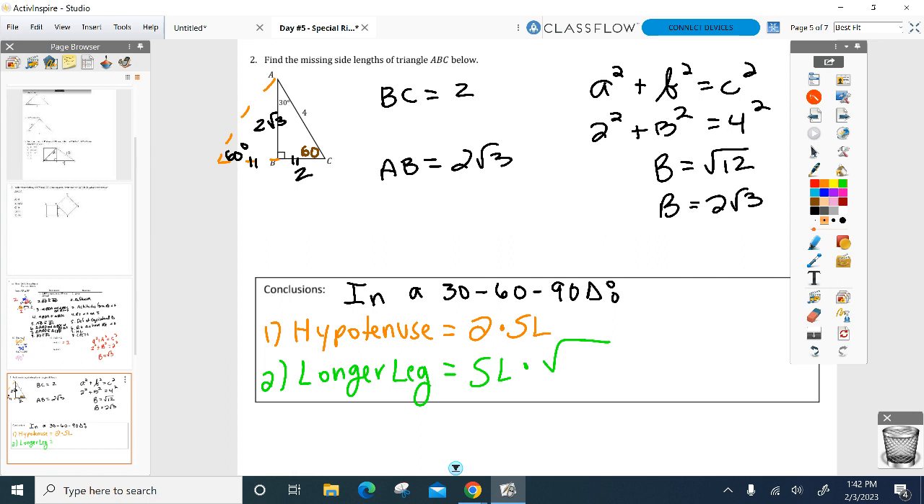What did we do yesterday? Radical 2. Separate them, please. Radical 2 was for the 45-45. This one is radical 3. Shorter leg times radical 3.